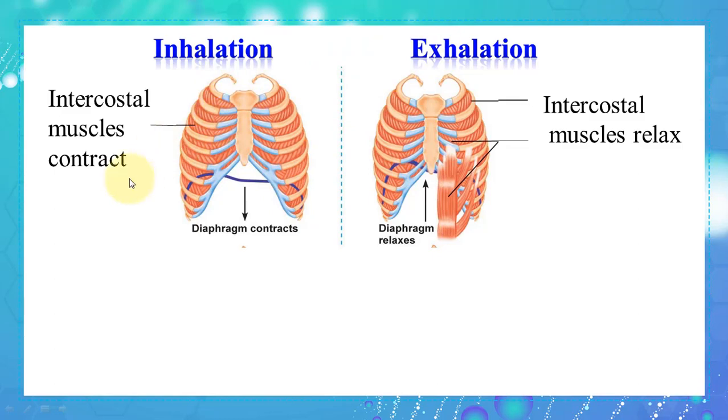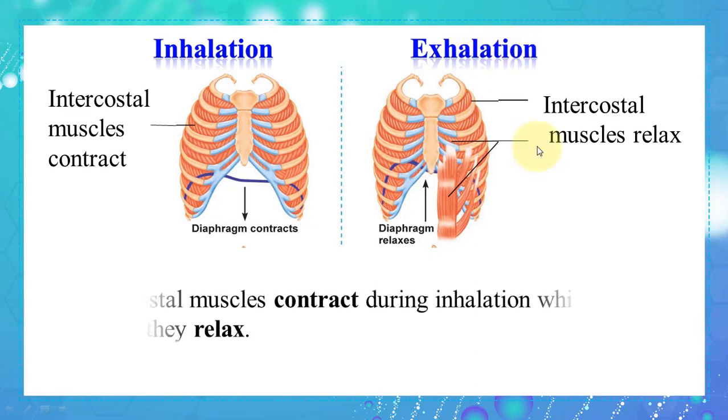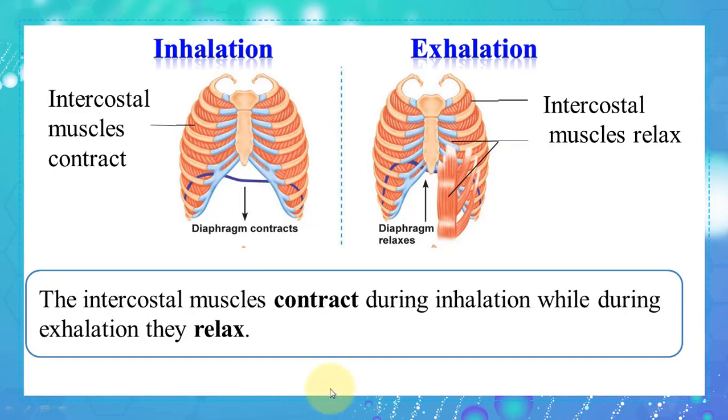They contract to raise the rib cage in order to allow the air to fill the lungs. So, the phase of respiratory movement identified here is inhalation. While during exhalation, the intercostal muscles relax, returning to their initial position, forcing the air outside the lungs. So, the intercostal muscles contract during inhalation, while during exhalation, they relax.